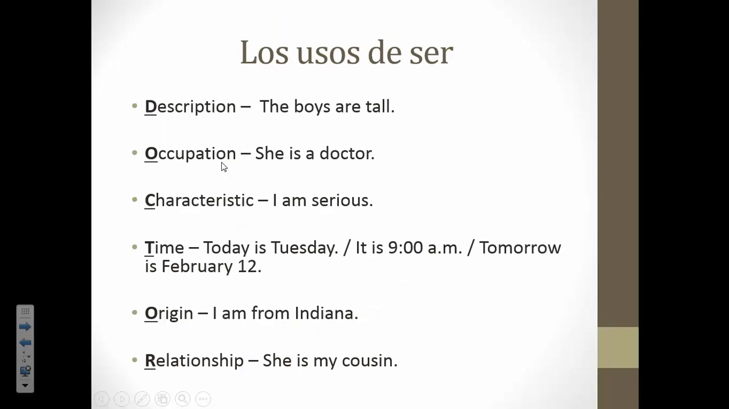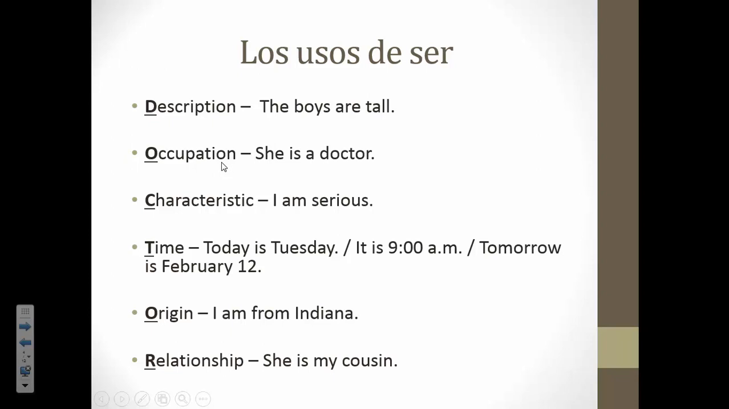Okay, so here are some examples in English that show you how you would translate using the verb ser. The boys are tall. You're describing the boys as being tall, so you would use the verb ser to do this. Occupation. She is a doctor. So again, this is saying what someone's career is. You would use the verb ser in Spanish to say that. A characteristic, I am serious. So I'm describing myself as a characteristic of being serious.